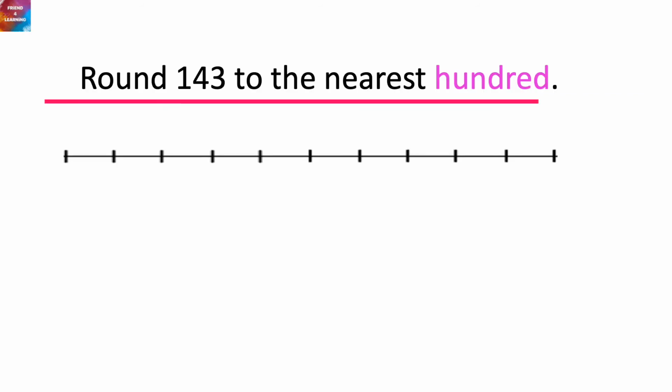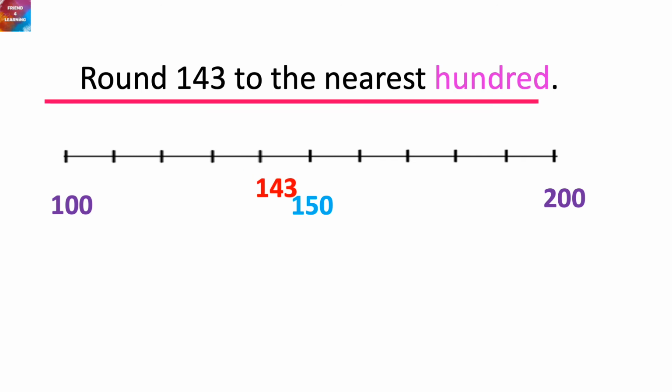Here I'm going to show the same example using the number line chart. So round 143 to the nearest 100. First try to find out this number 143 falls between which batch of numbers? Well done. It comes between 100 and 200. So I'm going to place that number 100 and 200. And what is the mid number? It's 150. Now place this number 143 at its right place.